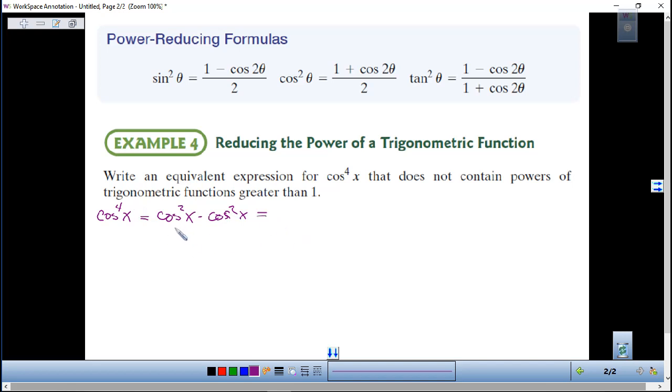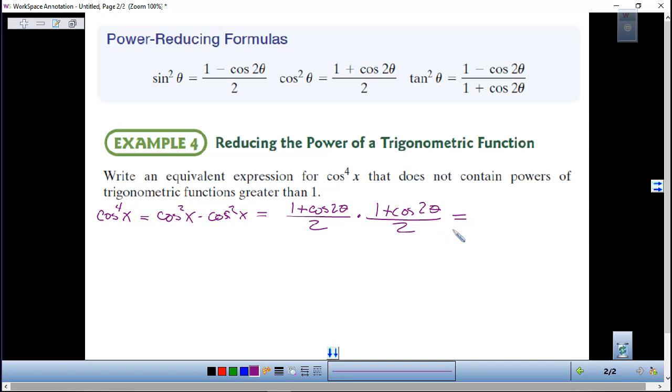And then I can do a direct substitution of this stuff here into that. So you're going to end up with 1 plus cosine 2 theta over 2 times 1 plus cosine 2 theta over 2.